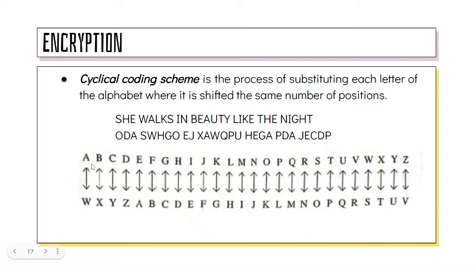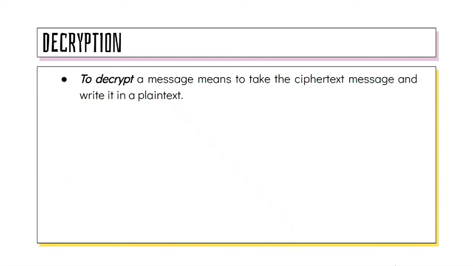So class, as I said earlier, the one at the top is the plain text, meaning the plain text before it is coded. The one at the bottom is the ciphertext. So from the plain text we look for the ciphertext, or we code the letters using their corresponding letters. To decrypt a message means to take the ciphertext message and write it in plain text.